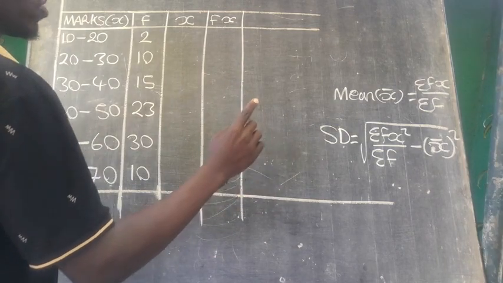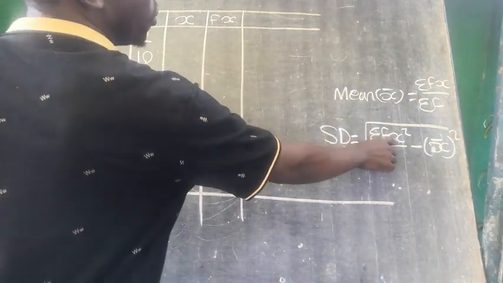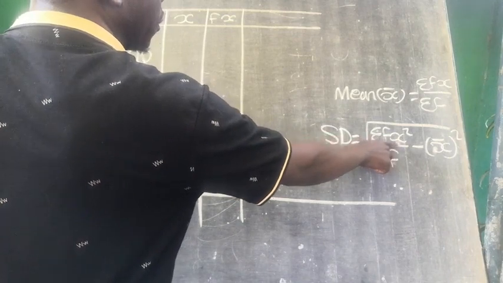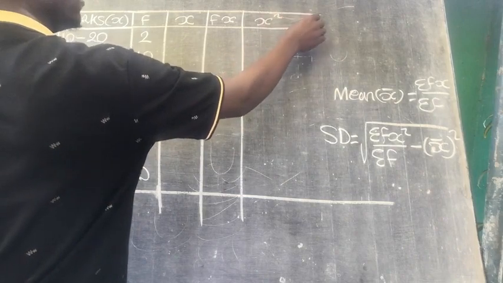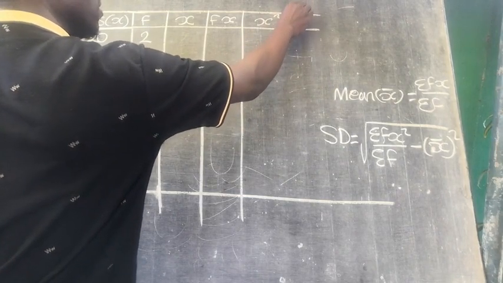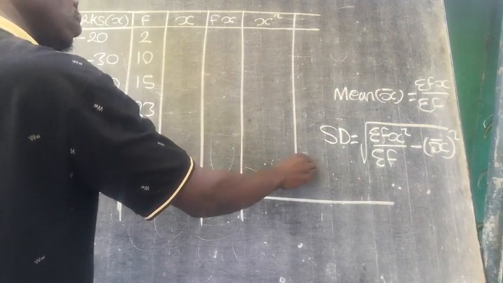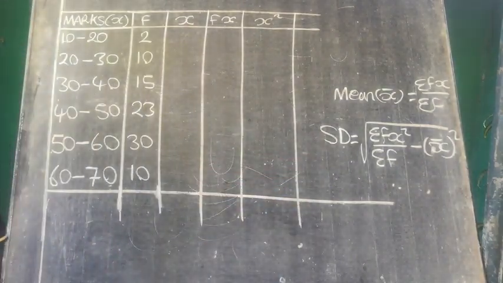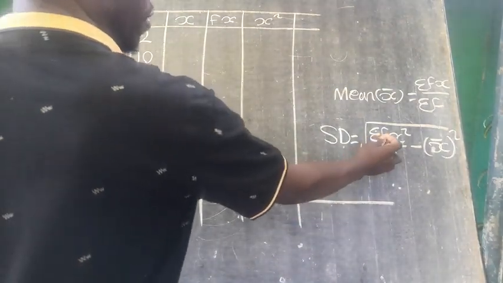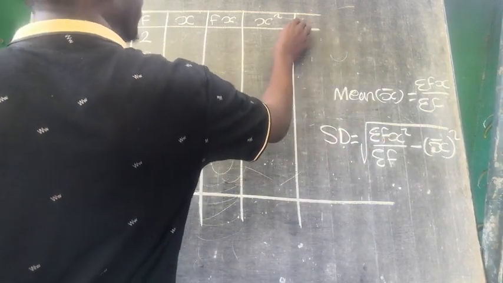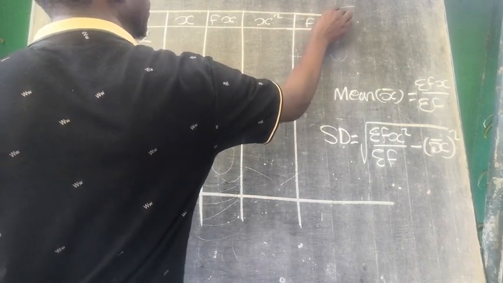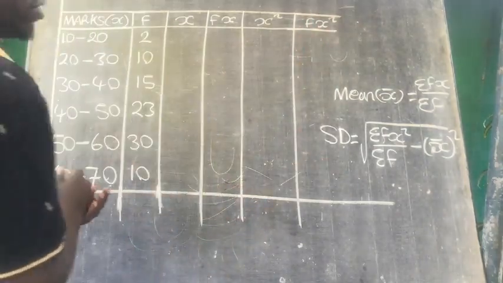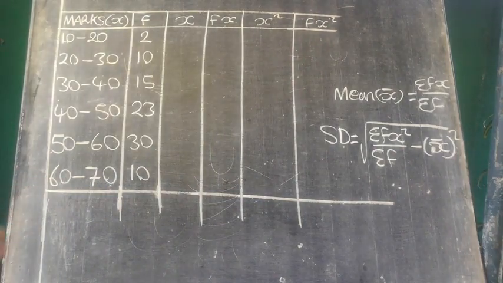We need also a column for x squared. As you can see in the standard deviation formula, there is x squared. We need also a column for fx squared. So this is our table.